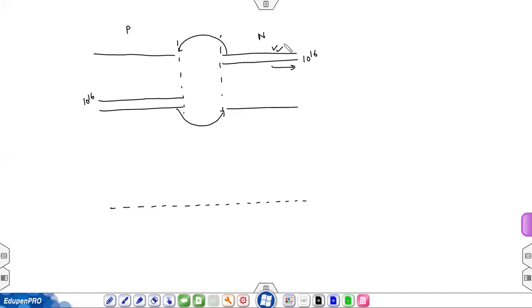How should I show? Now, at the very near of this edge, let's say this edge is A, this edge is B, and let's say this edge is C, and let's say this edge is D. So near A, what do you think? How should we represent the conduction band? So we should represent the conduction band something like this.